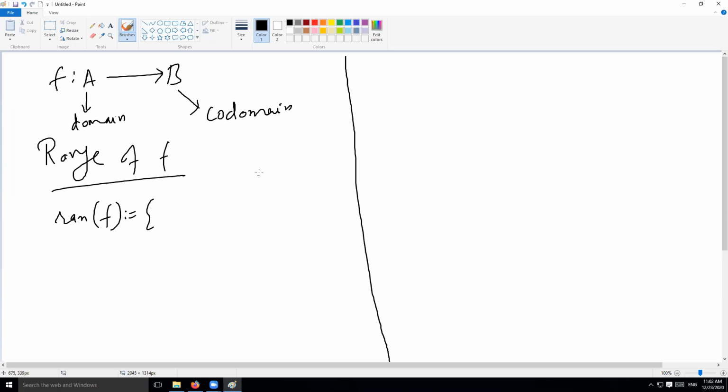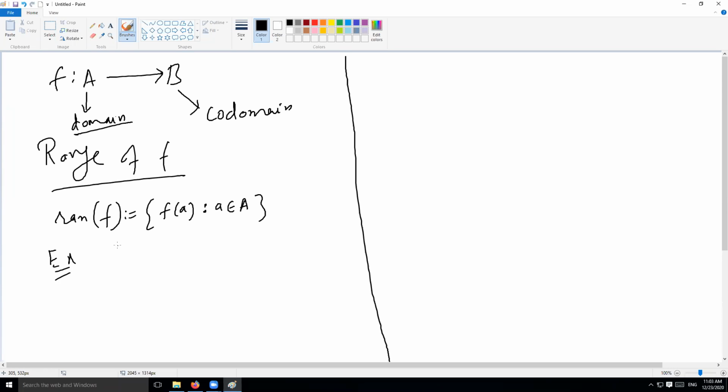So range is the collection of the outputs, the collection of the images of all elements from the domain. So if f is a function from A to B, then we know that every element in the domain is going to have some output. This is part of the definition. Then for every a in A, whatever the output is, collect all those outputs into a set. And that set is going to be the range of the function. The range of the function. Okay.